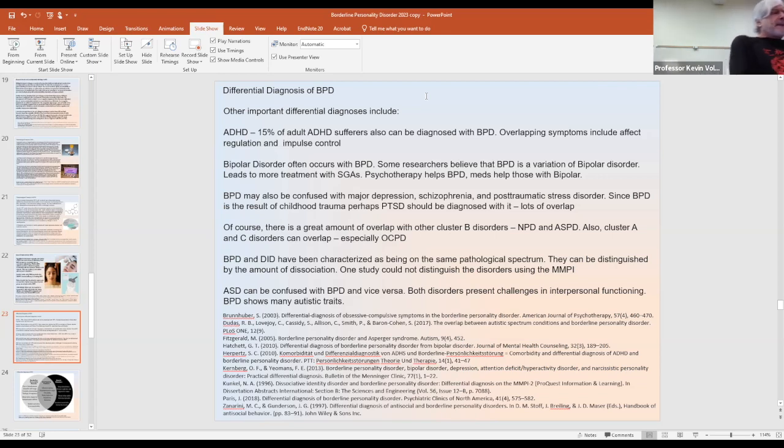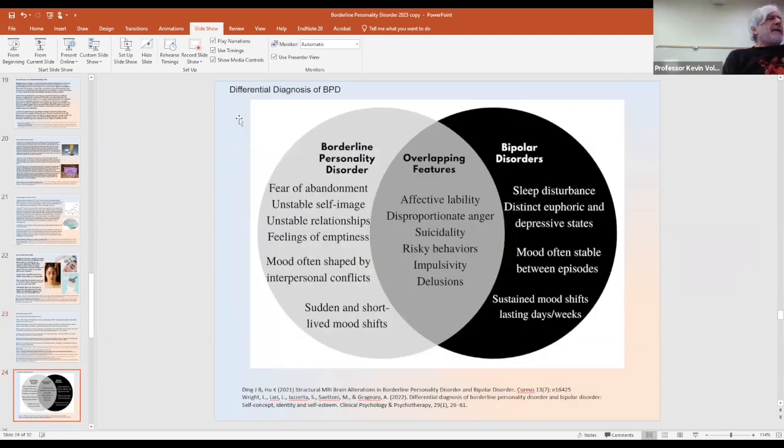Very interesting. Autism spectrum disorder can be confused with BPD and vice versa. Both disorders present challenges in interpersonal functioning. BPD can show many autistic traits. And there's lots of research on this that I've cited there for you. You can look into these if you're interested. And this is something I ran across looking at the overlapping features of bipolar and borderline: affective lability, disproportionate anger, suicidality, impulsivity, and delusions.